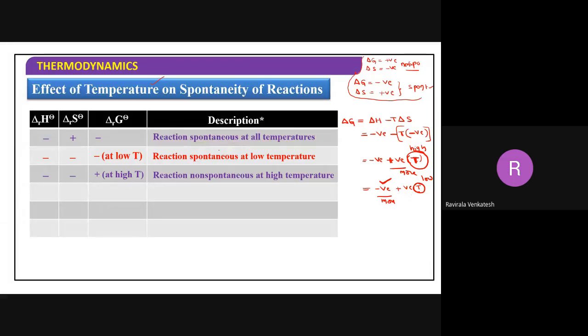Next we will see what? Delta H is positive. Delta S is positive. Both are positive here. That means it is an endothermic reaction, and entropy is increasing here. Next, what will be the delta G? Again, I will substitute this one in this case.